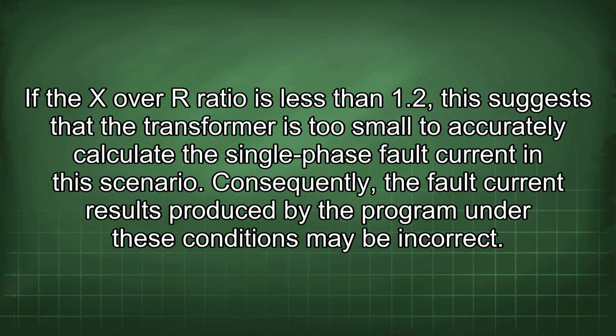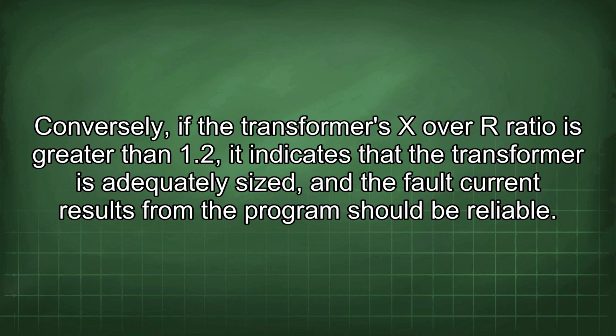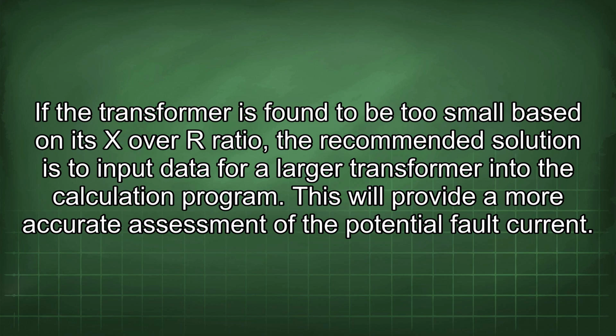If the X/R ratio is less than 1.2, this suggests that the transformer is too small to accurately calculate the single-phase fault current in this scenario. Consequently, the fault current results produced by the program under these conditions may be incorrect. Conversely, if the transformer's X/R ratio is greater than 1.2, it indicates that the transformer is adequately sized, and the fault current results from the program should be reliable. If the transformer is found to be too small based on its X/R ratio, the recommended solution is to input data for a larger transformer into the calculation program. This will provide a more accurate assessment of the potential fault current.